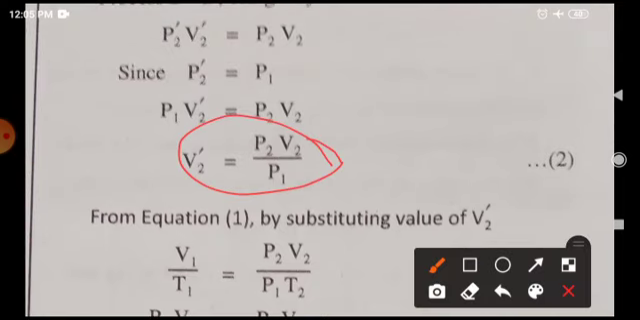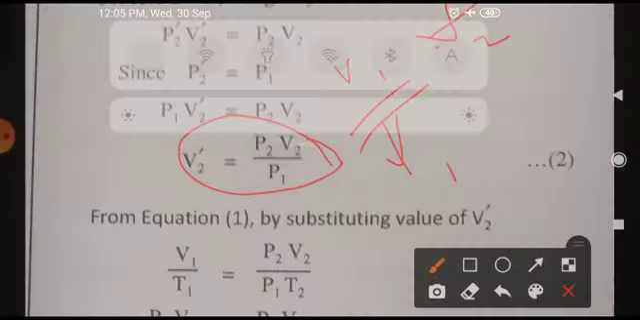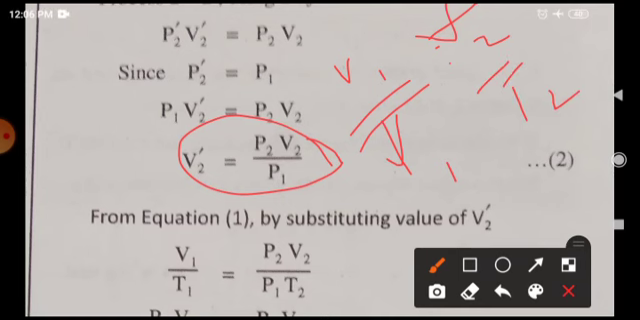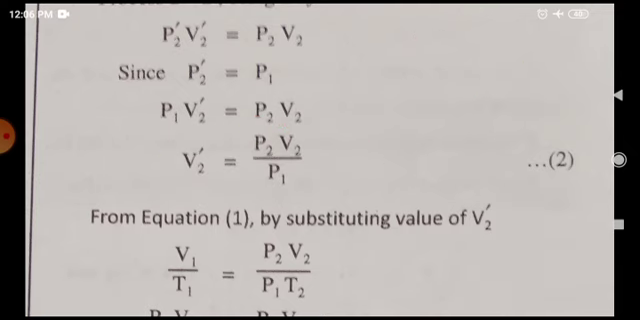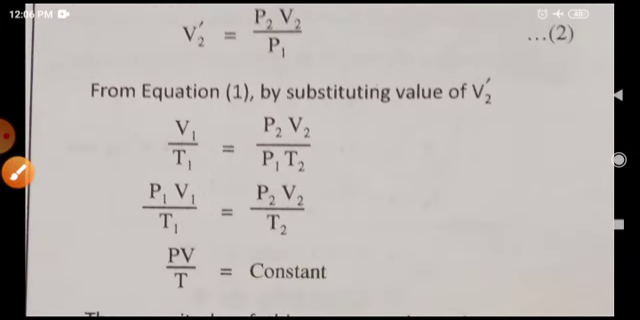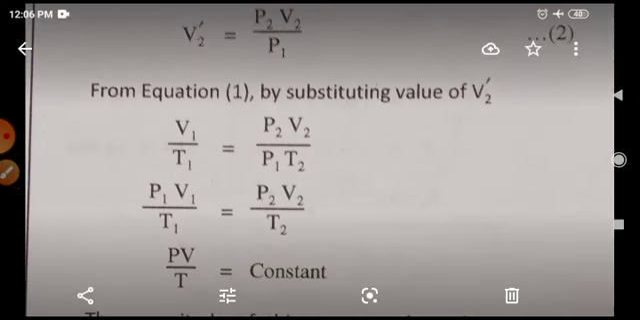Now replacing this V1 upon T1. There was V1 upon T1 is equal to V2 dash upon T2. V2 dash upon T2, it was there. Now replacing that V2 dash by this V2 dash, what will we get? Here we have V1 upon T1 is equal to P2 V2 upon P1 T1.